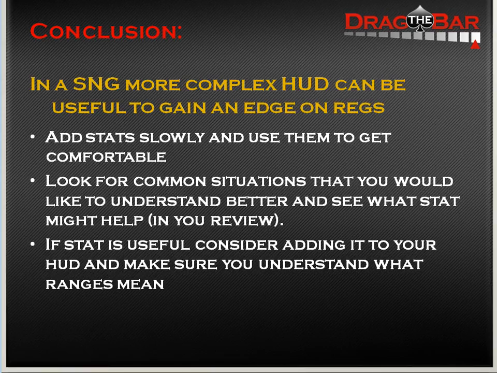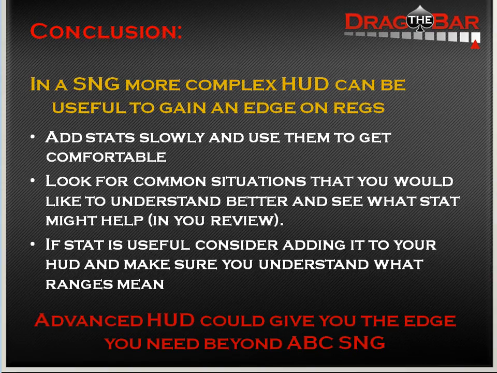I really think that you should start with that basic HUD of VPIP, preflop raise, number of hands, and number of blinds, and I think you should add to it slowly as you feel you need stats for making better reads on regulars. So, in conclusion, I think that having an advanced HUD can really give you the edge that you need to get beyond ABC SNG and start crushing some of the regulars.